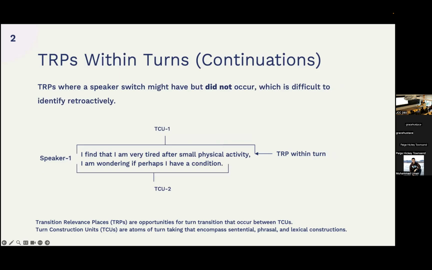We also have TRPs within turns. So imagine two TCUs by the same speaker. And there might be a TRP between these two TCUs where some other person could have responded, but they didn't actually respond. And these are difficult to identify retroactively because someone didn't respond. They just felt like they could have responded.